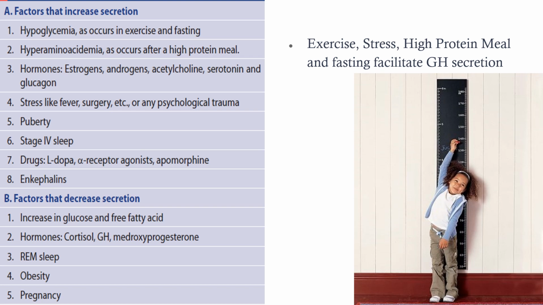The factors that decrease the secretion of growth hormone are an increase in glucose and free fatty acids, and hormones like cortisol, growth hormone itself, and medroxyprogesterone. And then during REM sleep, obesity, and pregnancy, all decrease growth hormone secretion.